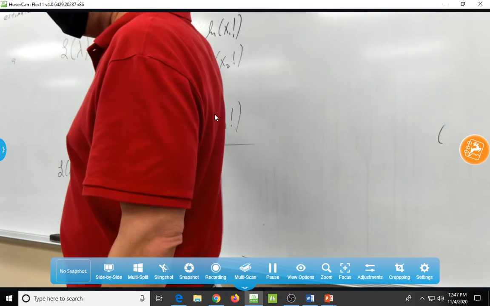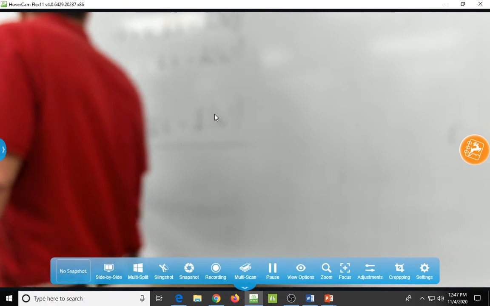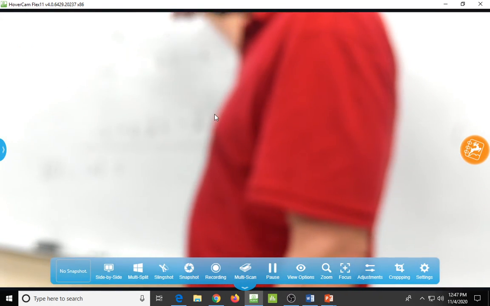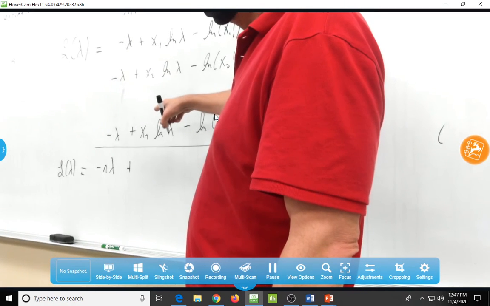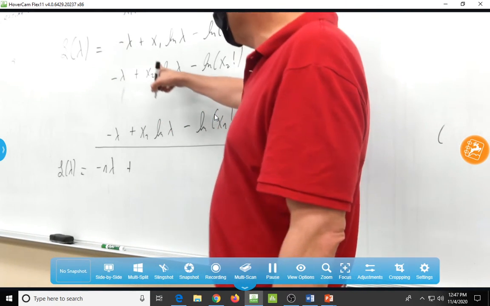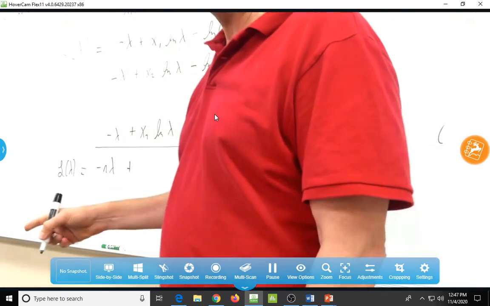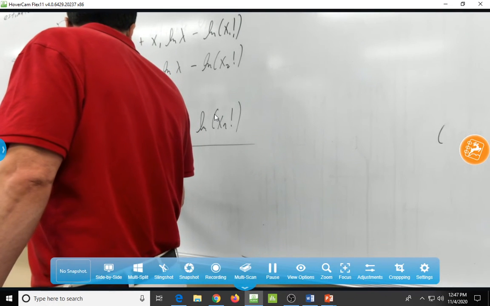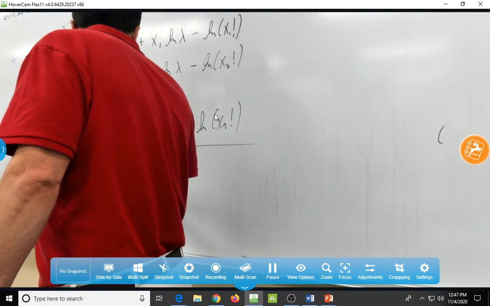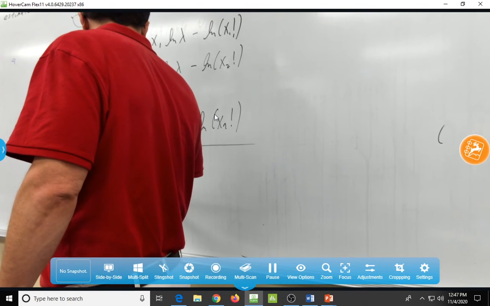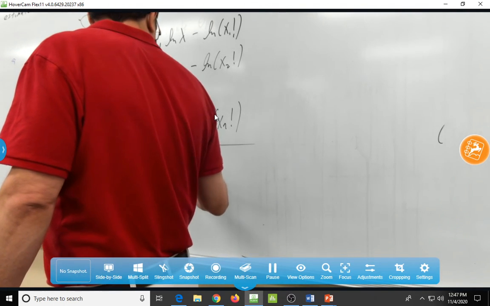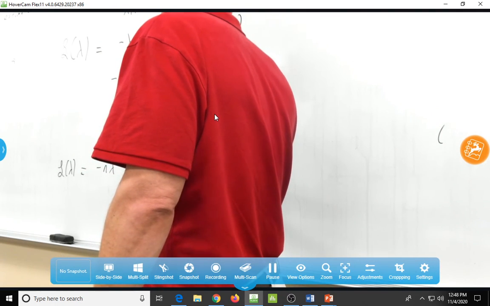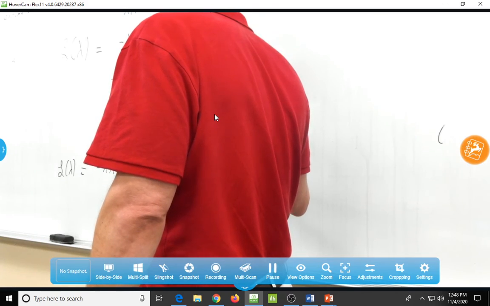How many lambdas do I have? Minus n lambda. How many natural log of lambdas do I have? Well, no, because I have these numbers in front. The sum of x1 up to xn. So I'm going to have the summation of xi going from 1 to n, natural log of lambda, minus this product, or the sum, of natural log of xi factorial.